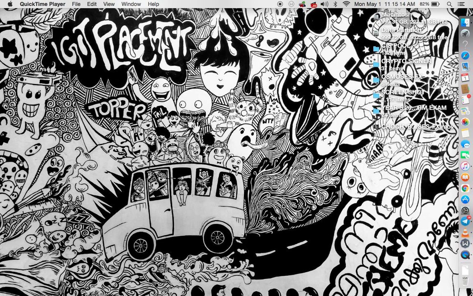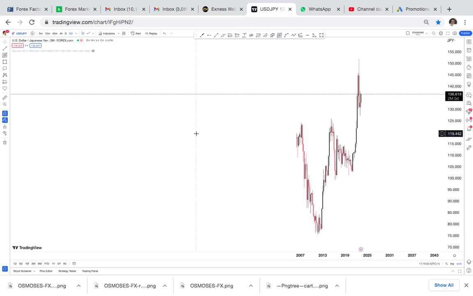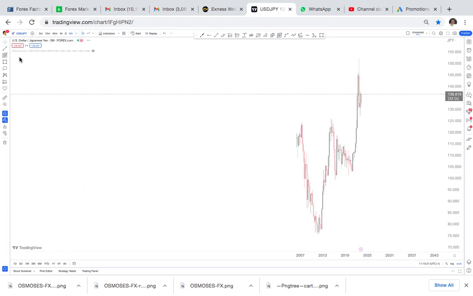I want to do another top down on USDJPY. So let's move straight away. Okay, this is USDJPY. Let me see. Can we start from here?